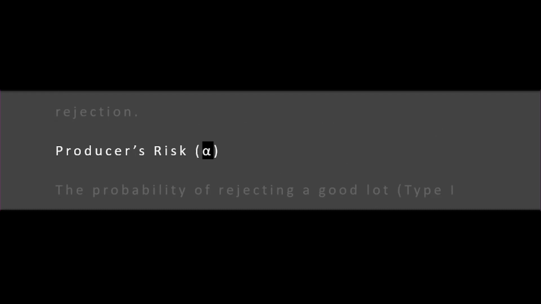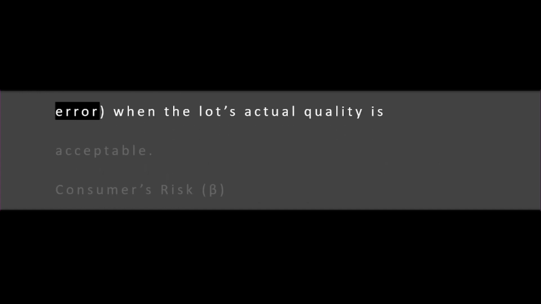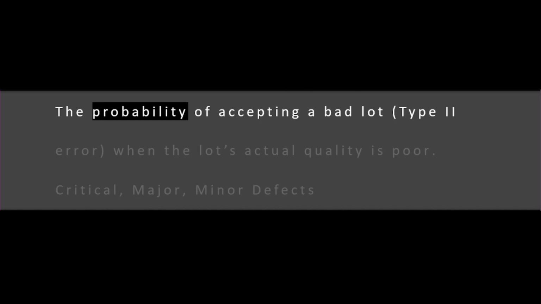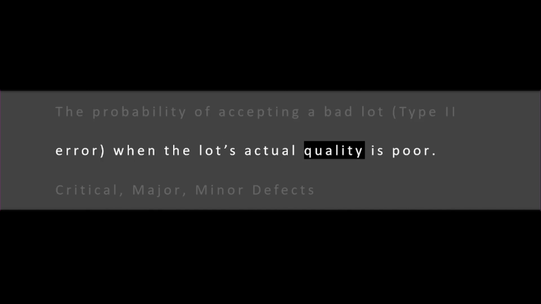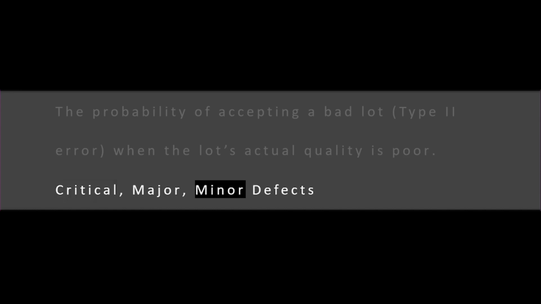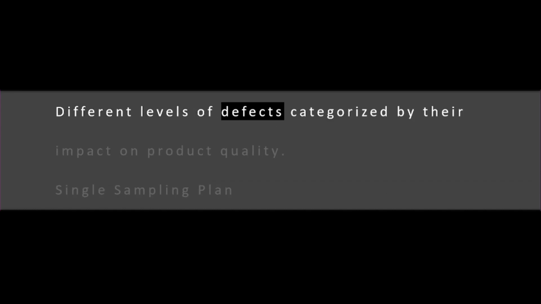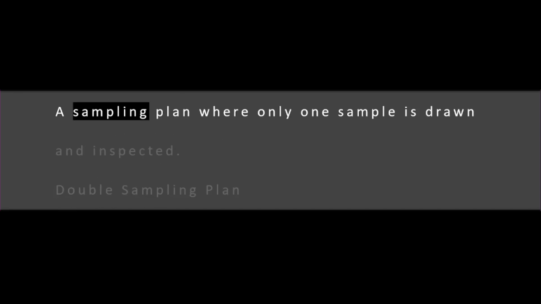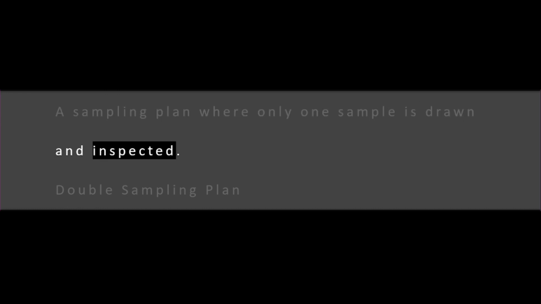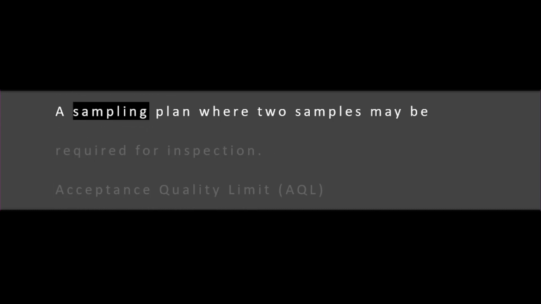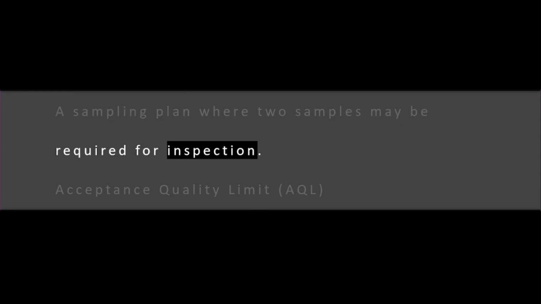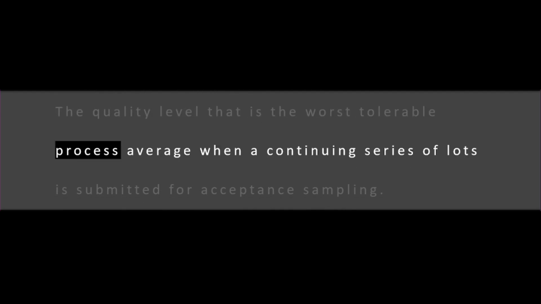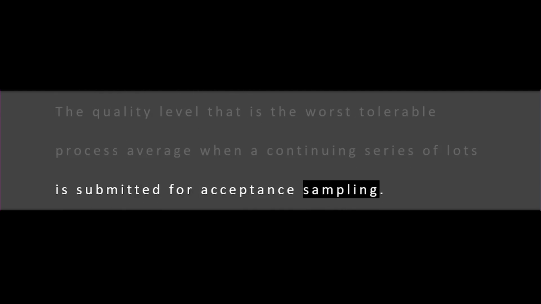Producer's risk, alpha: the probability of rejecting a good lot, type 1 error, when the lot's actual quality is acceptable. Consumer's risk, beta: the probability of accepting a bad lot, type 2 error, when the lot's actual quality is poor. Critical, major, minor defects: different levels of defects categorized by their impact on product quality. Single sampling plan: a sampling plan where only one sample is drawn and inspected. Double sampling plan: a sampling plan where two samples may be required for inspection. Acceptance Quality Limit, AQL: the quality level that is the worst tolerable process average when a continuing series of lots is submitted for acceptance sampling.